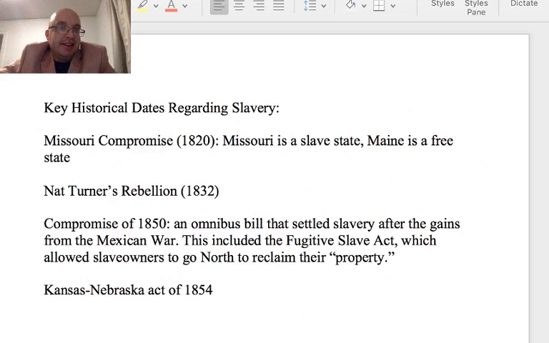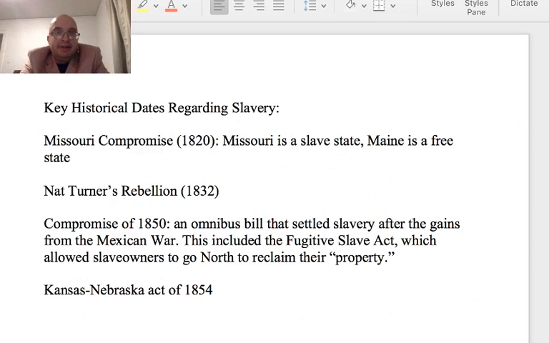as tensions escalated. In the northern states, you had the abolitionist movement, which started. Of course, Frederick Douglass's narrative was a key text within that abolitionist movement, led by people like William Lloyd Garrison. These slave narratives and things like that were texts used to showcase the evils of slavery. But we kept growing as a country, so what did we do?